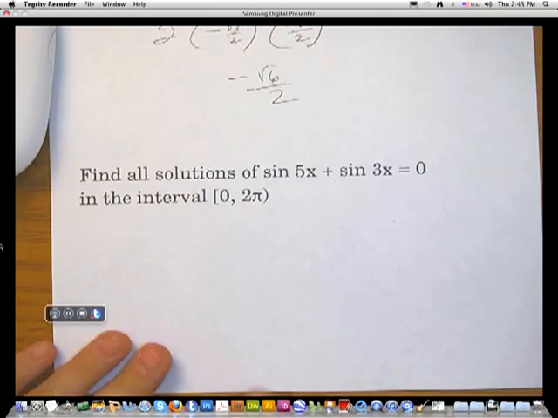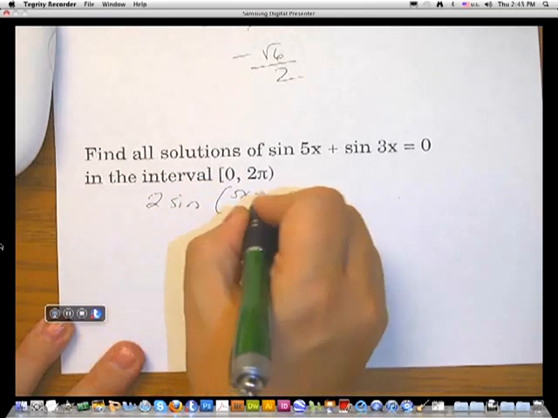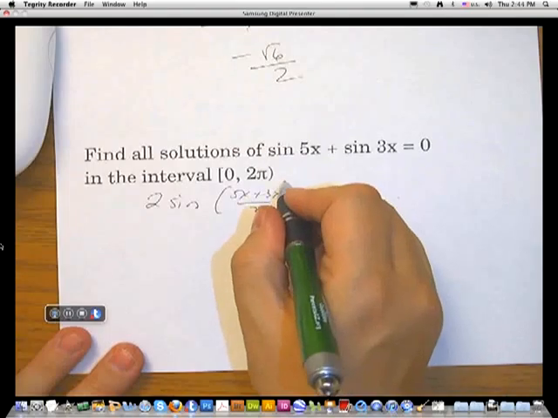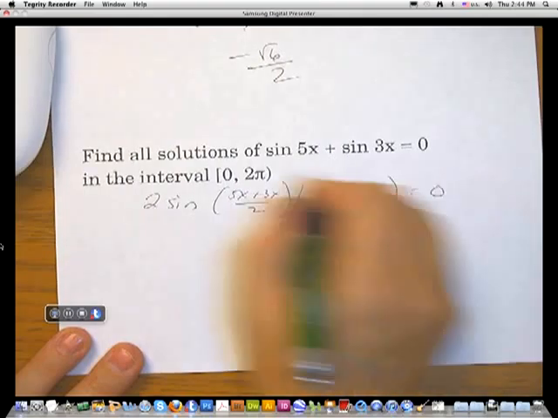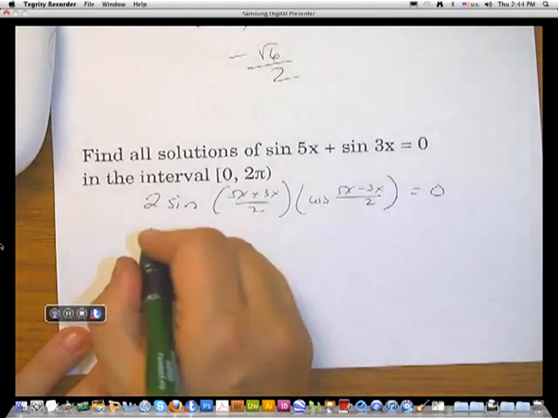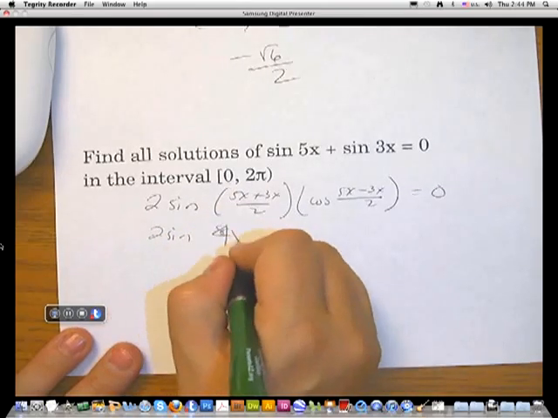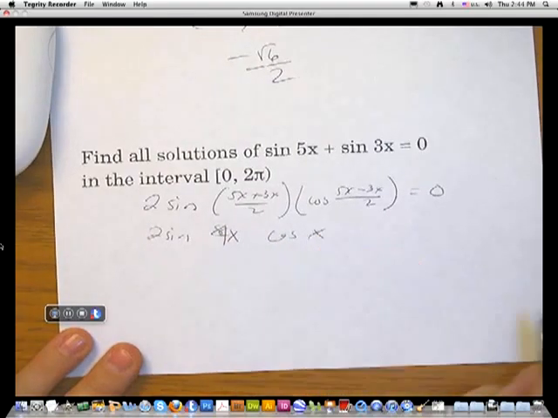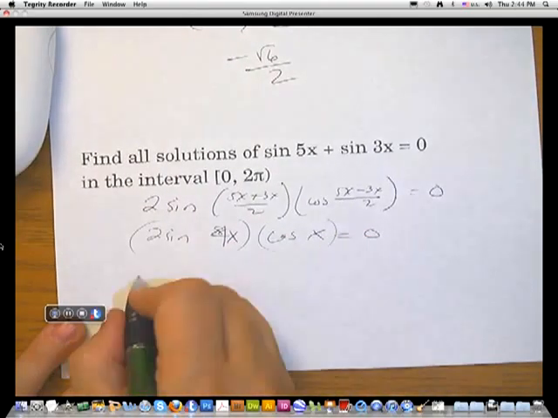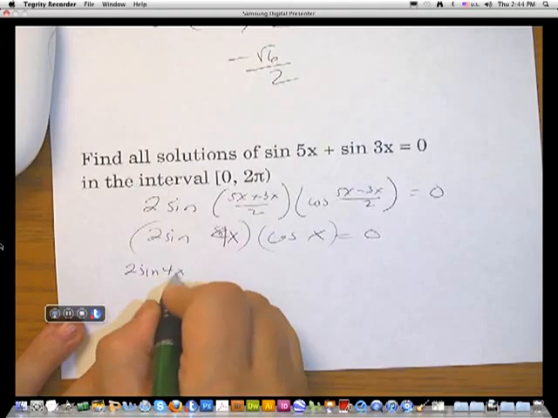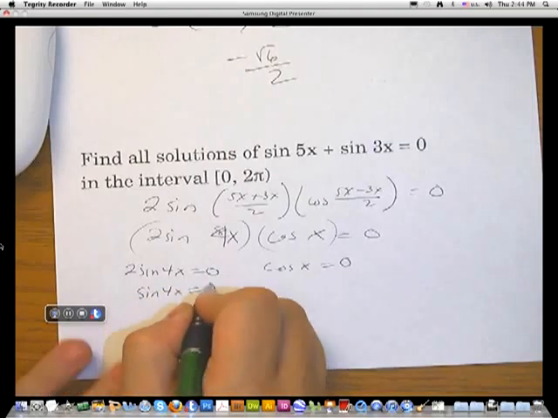Okay, find the solutions of sine 5x plus sine 3x. So we have 2 sine 5x plus 3x over 2 cosine 5x minus 3x over 2. Again, just following the formula, it's in the book. So I get 2 sine 4x and cosine x. And because these are factors, I get to set each piece equal to 0. So sine 4x is 0.